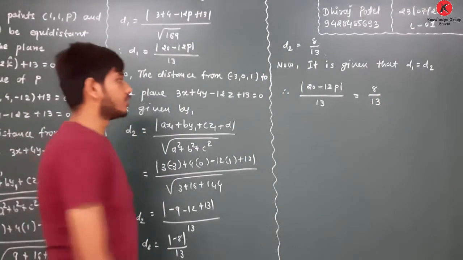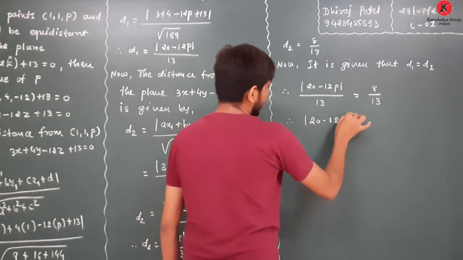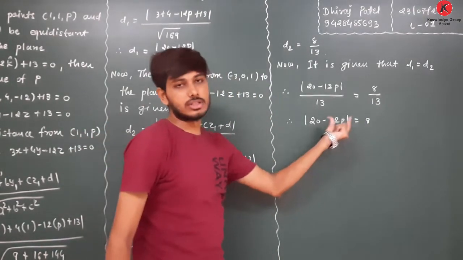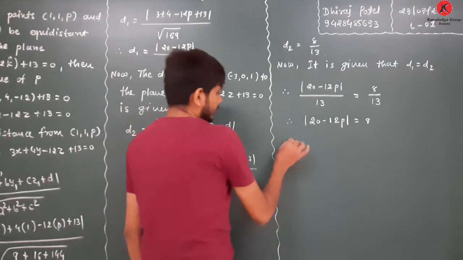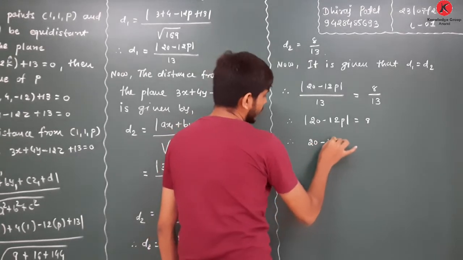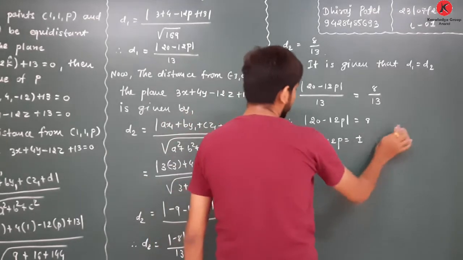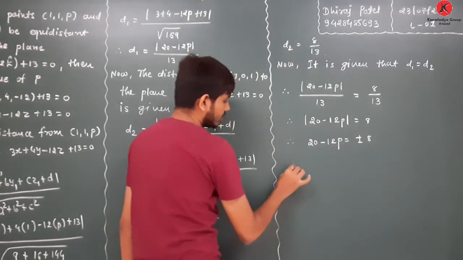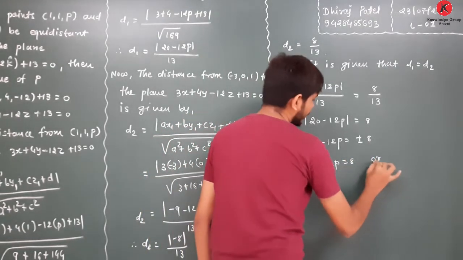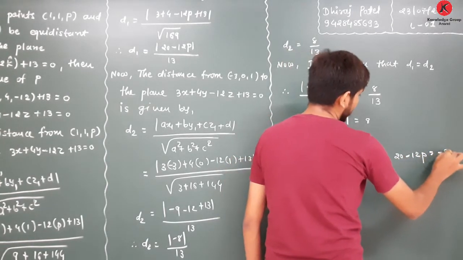13 will get cancelled out in the denominator. Therefore we are getting modulus of 20 minus 12p equals 8. Now we can solve this modulus by taking plus or minus on the right hand side. For 20 minus 12p, we have to take both the plus and minus cases. So first of all I am separating out plus and minus. Therefore we are getting 20 minus 12p equals 8, or 20 minus 12p equals minus 8.